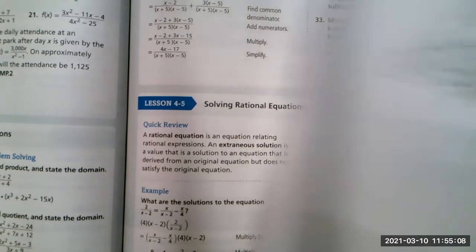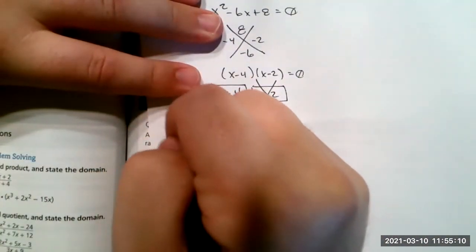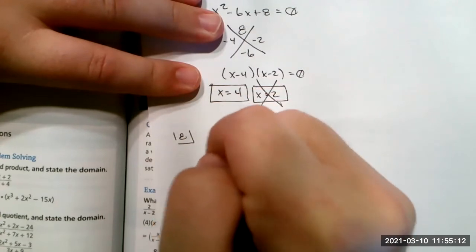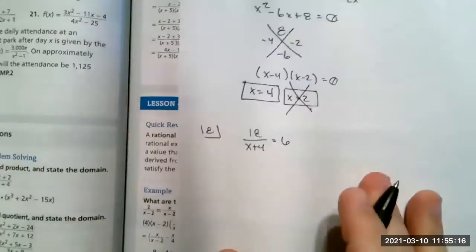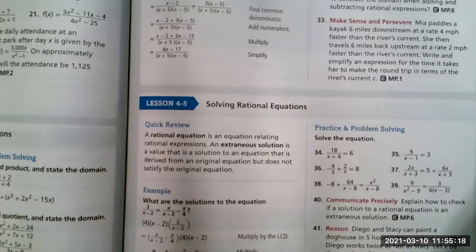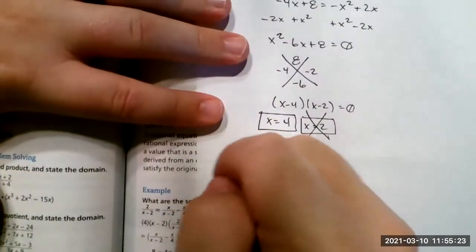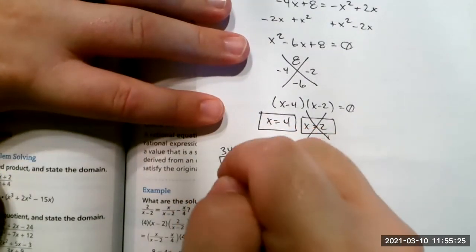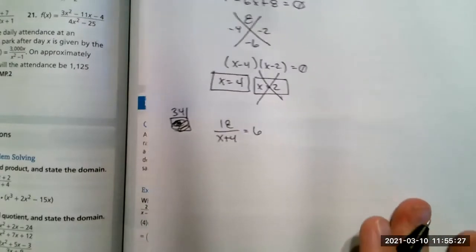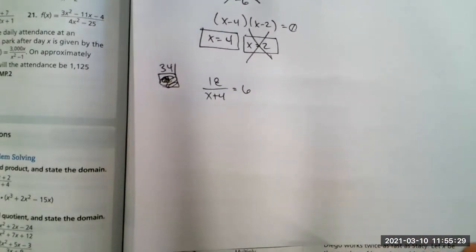34. 18 over x plus 4. This should be pretty quick to write down. Okay. Is that 18? Oh, I don't know where I wrote 18. 34. This is 34. Sorry. Number 34. 18 over x plus 4 equals 6.